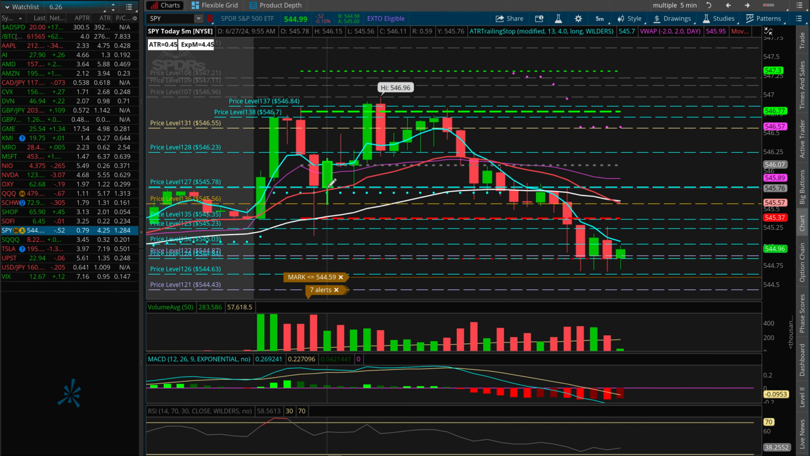It gave us this 545.78. So now it seems like we have a double bottom, which is an area of support for us. And it does mean sometimes that it could very well go back to the upside, right? So that 545.78 is a trouble place for us. We're having trouble in this area.